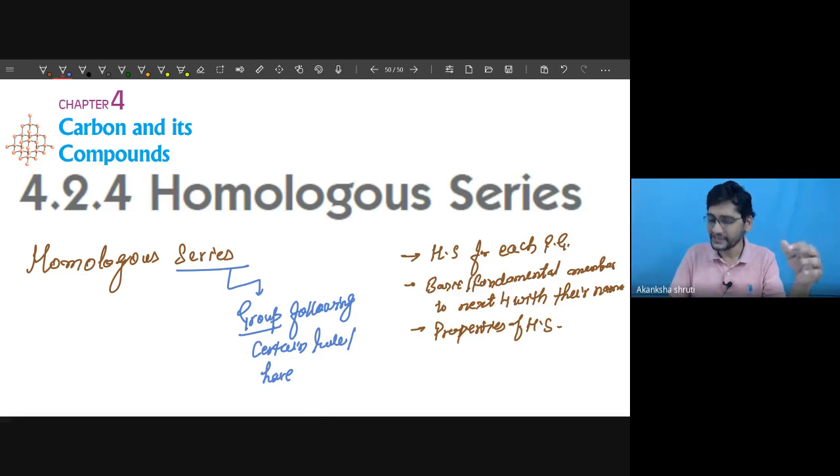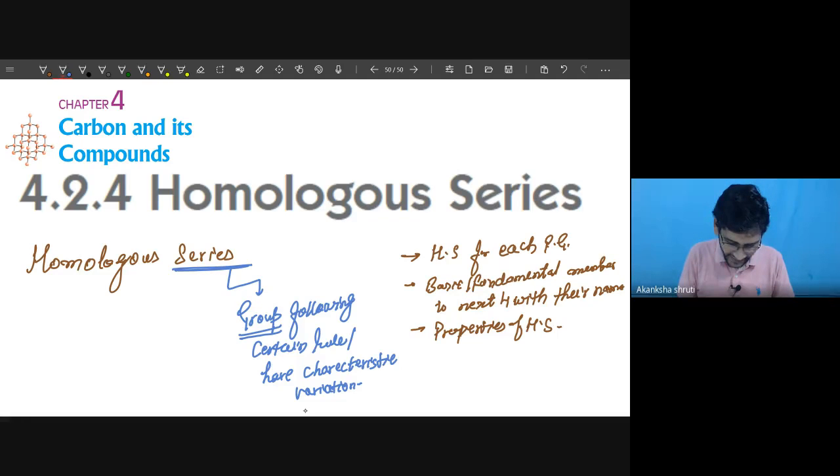They have rules for variation in their properties, or characteristic variations also following certain rules. So this is the meaning: we have to learn about a certain group of compounds. Now coming to the word homologous.